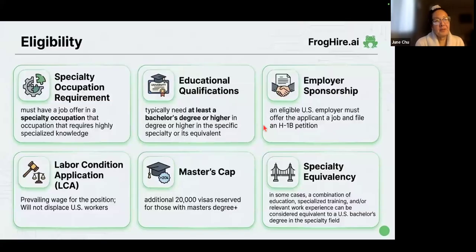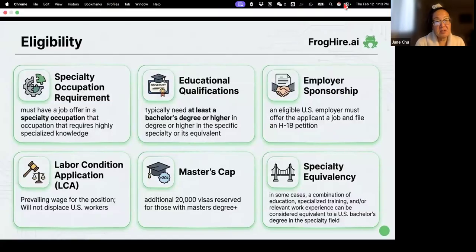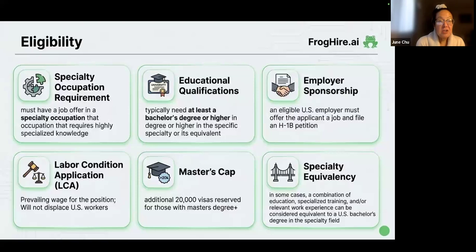Okay, so let's go over the eligibility. So specialty occupation. So this is typically an occupation that requires highly specialized knowledge. So there's something very, very unique that requires additional learning. So the bachelor's degree or higher. And it's not going to be, say, working at a fast food restaurant. It will be higher level.